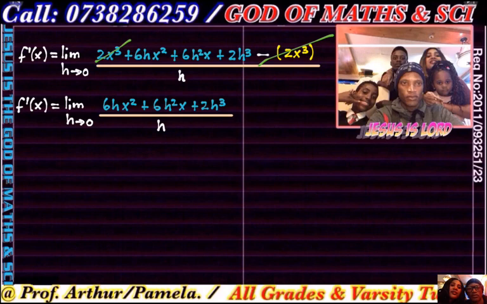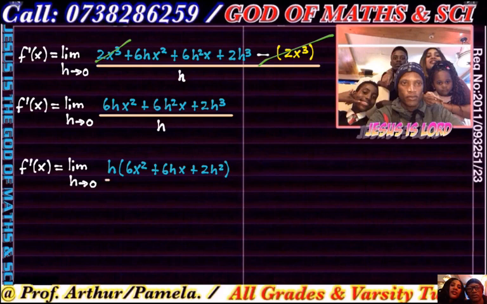So I'm going to copy that. I'm going to paste it here. So let's take out h as a common factor. You're now having h, open bracket, it's 6x squared, and then plus 6hx plus 2h squared, close the bracket, and then we're dividing that by the h. That cancels that. We good?